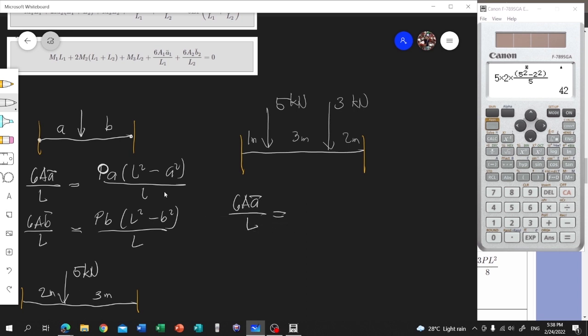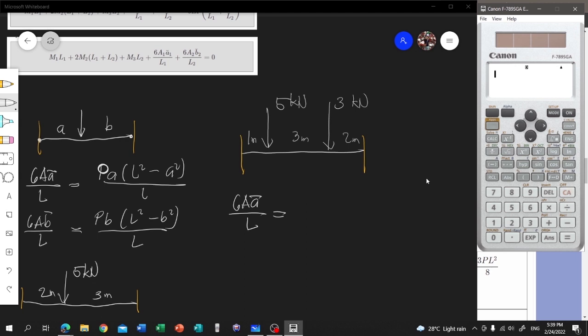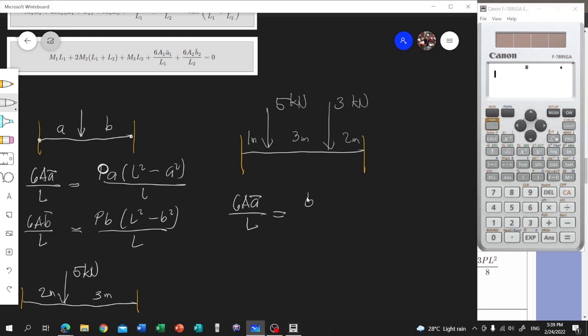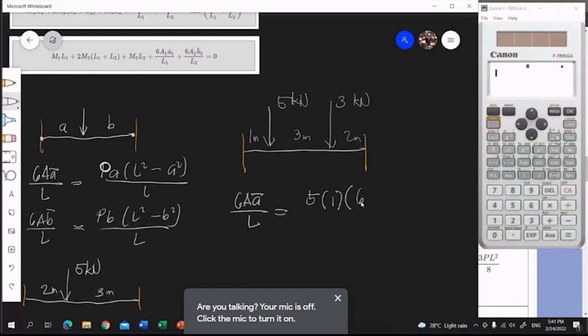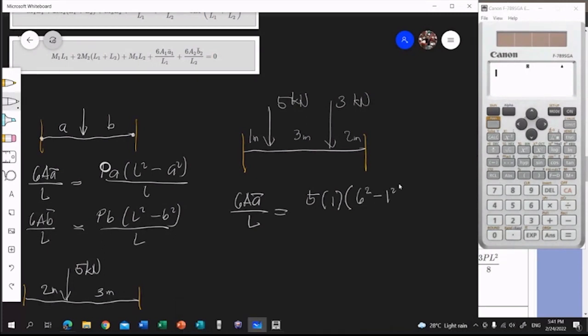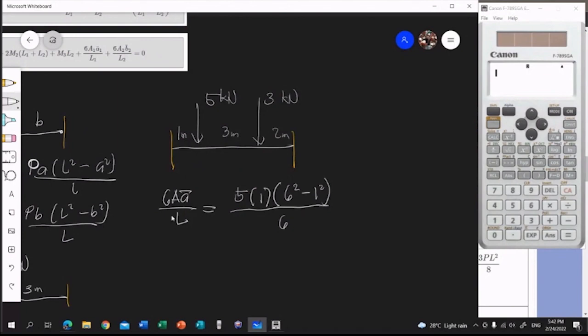This is the formula. So how do we solve it? We have here the P, 5, times 1, and A for that 5 is 1. L is 6 squared minus 1 squared all over 6. So this is your value for 6A A bar. Is this the correct value? Not yet, because there is also 3. We need to add plus 3.